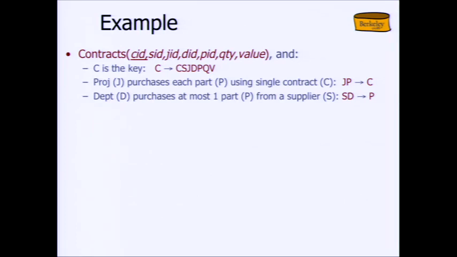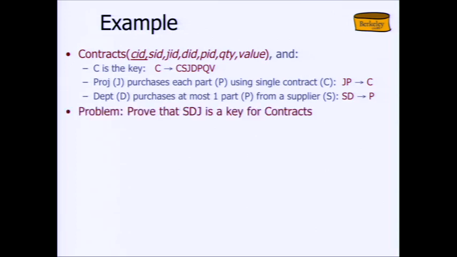And then here's some more functional dependencies that we're going to have. Project purchases each part using a single contract. All right, so for a project part pair, there must be exactly one contract. That's a rule that we're going to have. A project is going to purchase each part through only a single contract vehicle. All right, JP determines C. Here's another rule. A department purchases at most one part from a supplier. So if you buy drywall from a particular supplier, you can't buy flooring from them. Okay, you can only buy one part from that supplier. So SD is going to determine P. Got it?